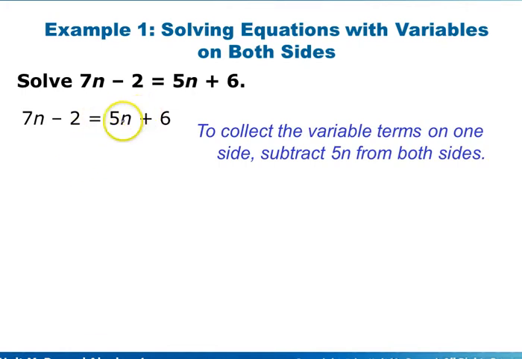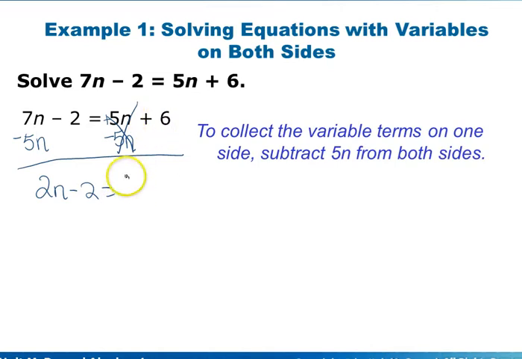So be very careful deciding which side you want your variable to be on. Here I see 7 is bigger than 5, and to move 5n, remember this is a positive 5n, so I have to do the opposite, which is to subtract 5n on both sides. Notice I'm not putting 5n below the -2. I'm putting 5n below the 7n because they are like terms. So these will cancel, and on this side we will have 2n minus 2 equal to 6.